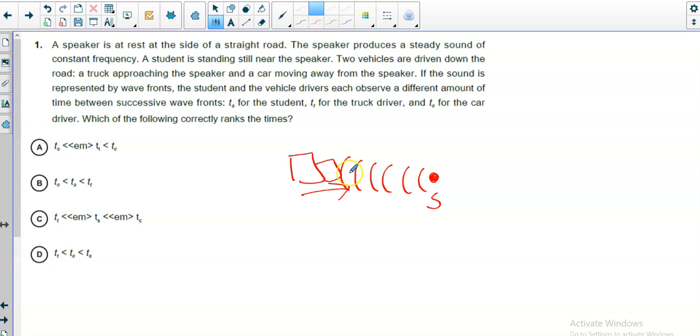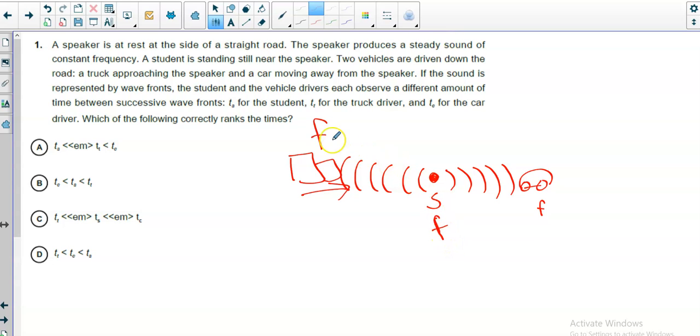it is going to be running into wave fronts more rapidly. So therefore a higher frequency. He's going to hear them more often as he goes, as opposed to the car, which is moving away, he's going to hear them less frequently. So this will be high frequency. This will be low frequency. And the student hears will be somewhere in between them.